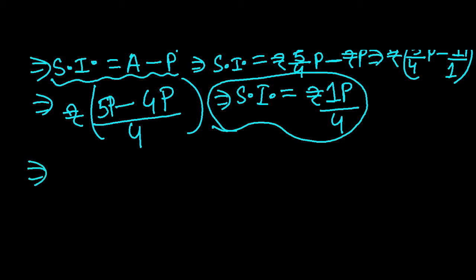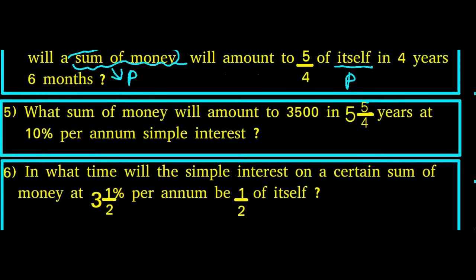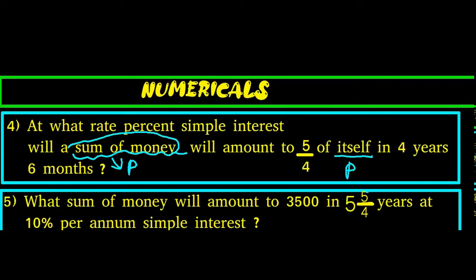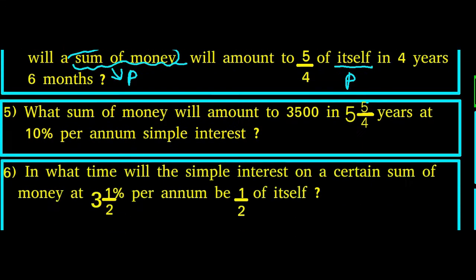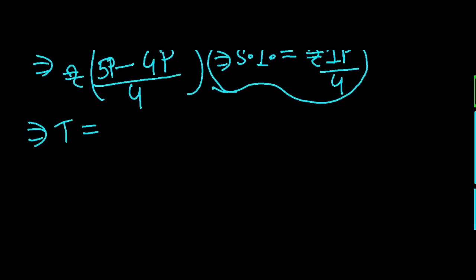So now let's proceed. The time, we will write T for time. Time is equal to 4 years and 6 months. So we will write T is equal to 4 years and 6 months.